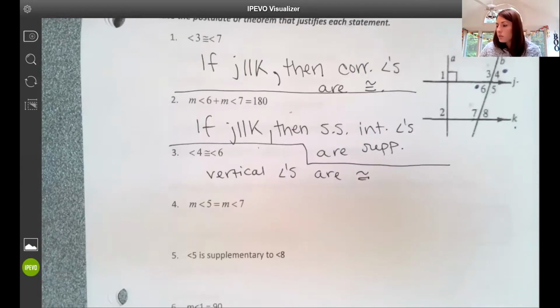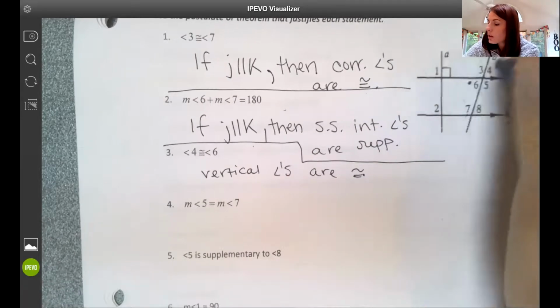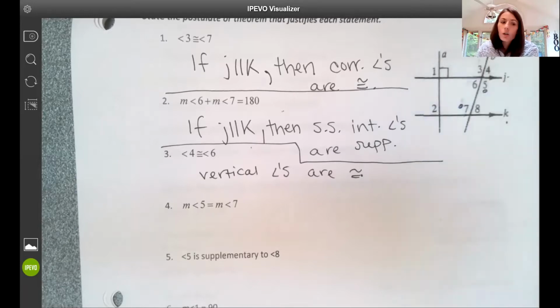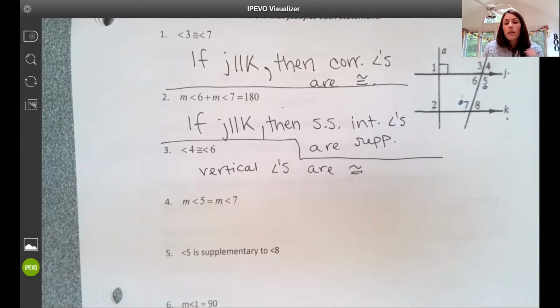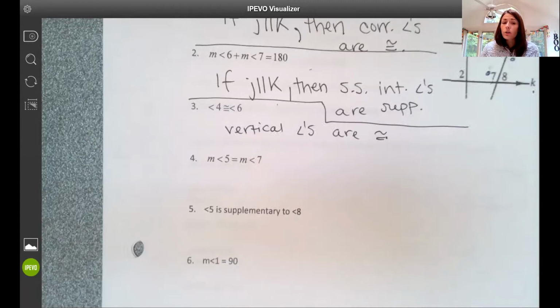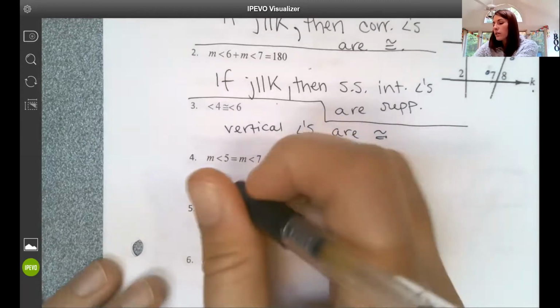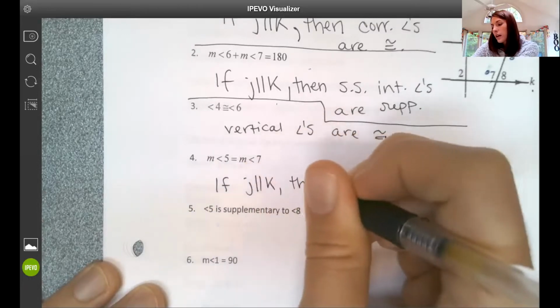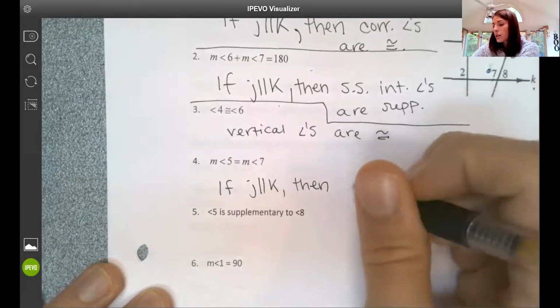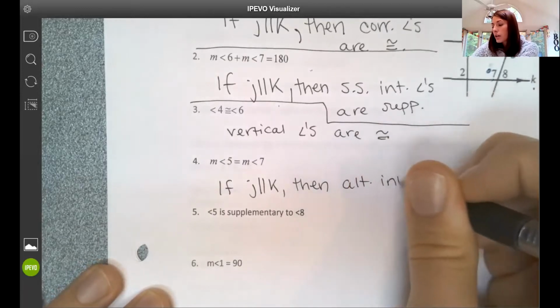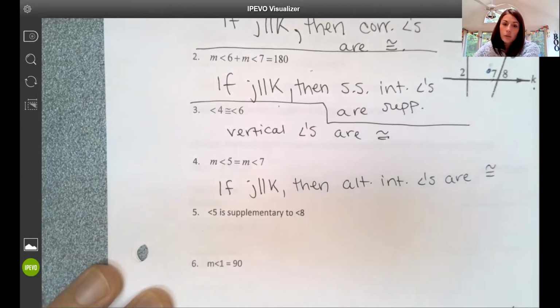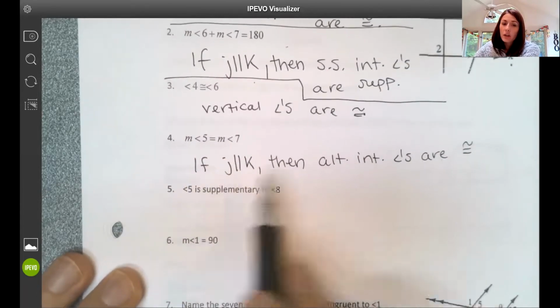5 and 7. 5 and 7 are alternate interior. Good. They're only congruent if the lines are parallel. That's when I need the if-then. So if J is parallel to K, then alternate interior angles are congruent. It's dependent on whether it's parallel or not.